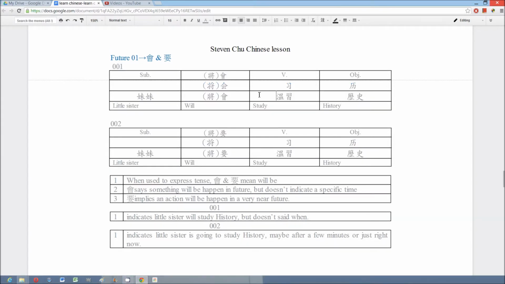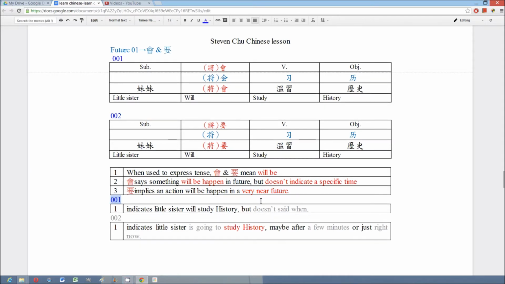In some cases, we put the word 將 before 會 or before 要 to emphasize that something will happen. 會 and 要 also mean will be, but basically 會 means that something will happen, but it doesn't indicate a specific time. But when we use the word 要, it implies that something will happen in the very near future.